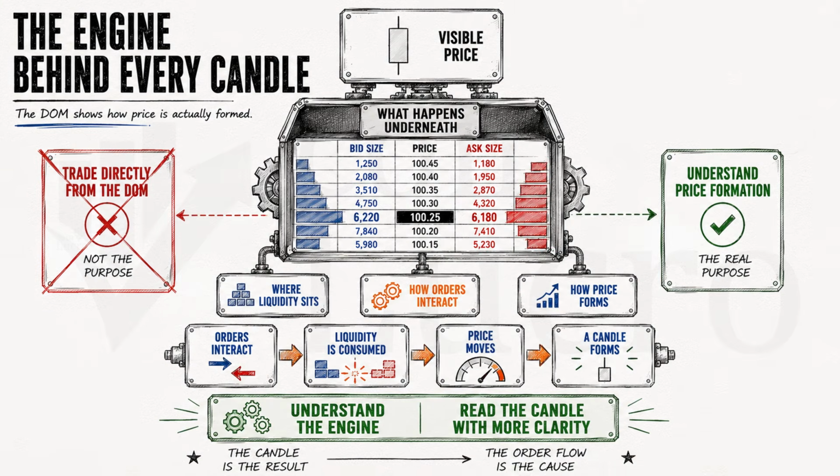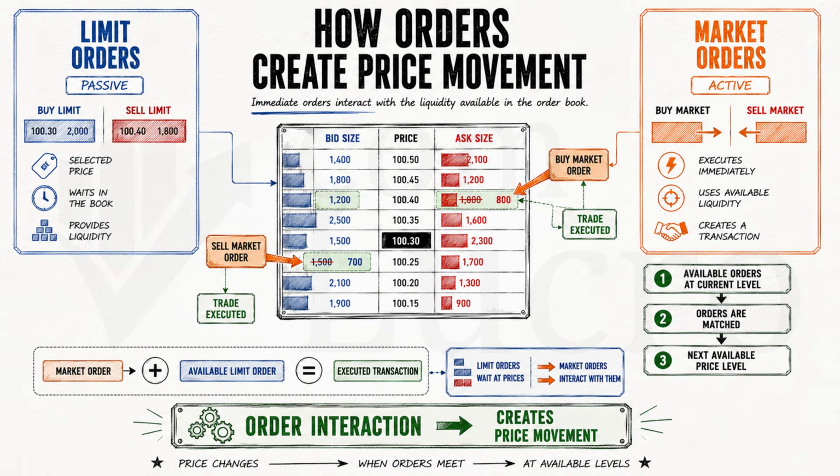Before we get into the mechanics, let's anchor the purpose of this lesson. The DOM gives you a live view of how price forms on the chart, showing where liquidity sits and how orders interact. It is not about trading through the DOM, it is about understanding the engine that drives every candle you see. The first concept is the difference between two kinds of orders.